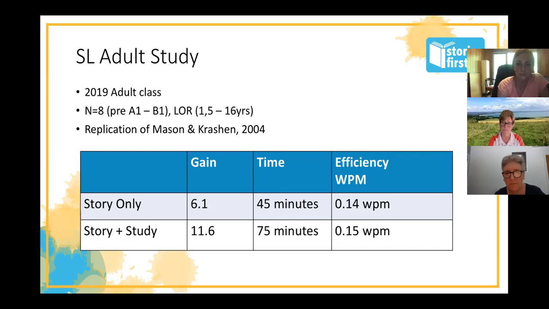Then I did a story plus study. So they did some activities afterwards. The gain was 11.6. They did 2 post tests. This was the second post test after the activities.